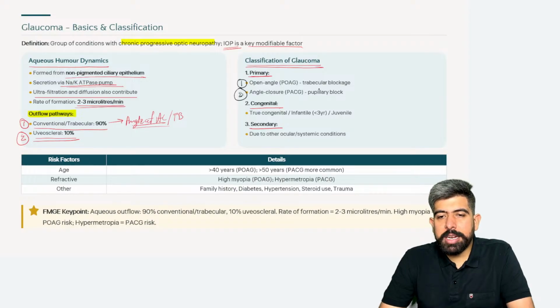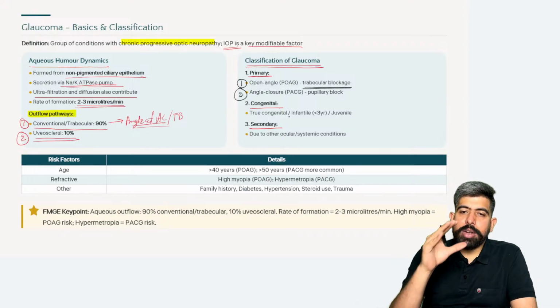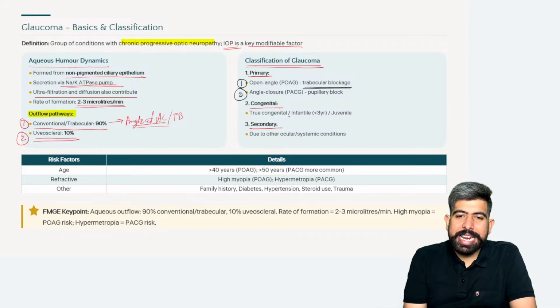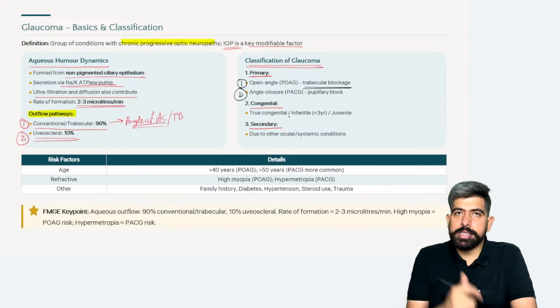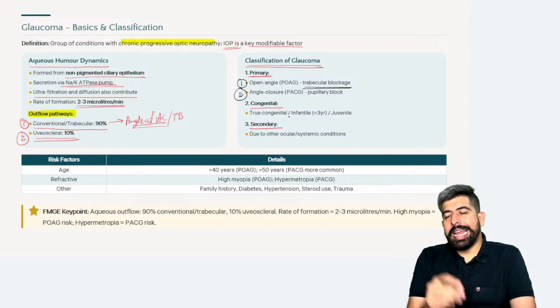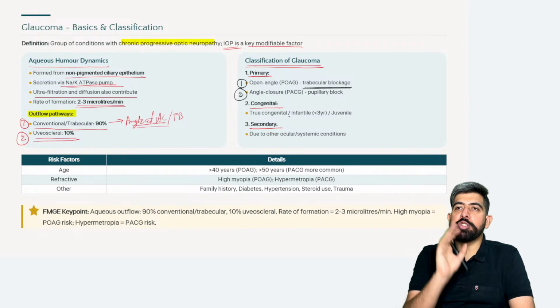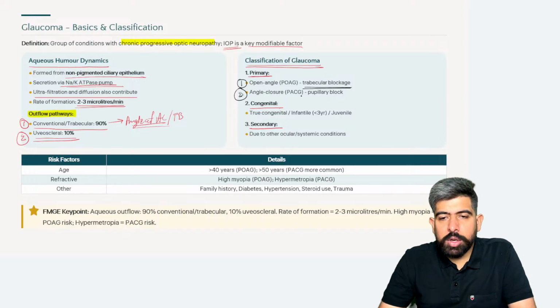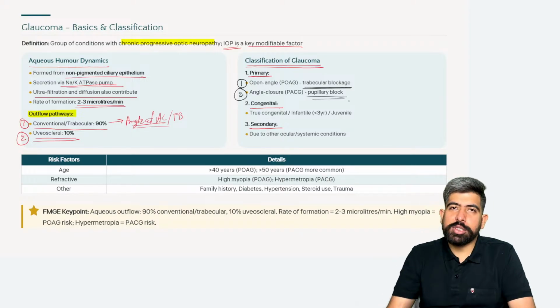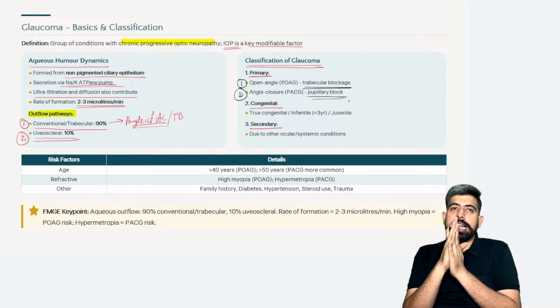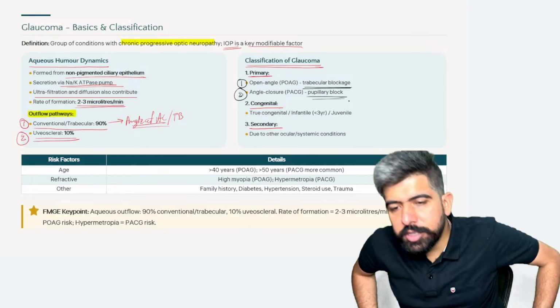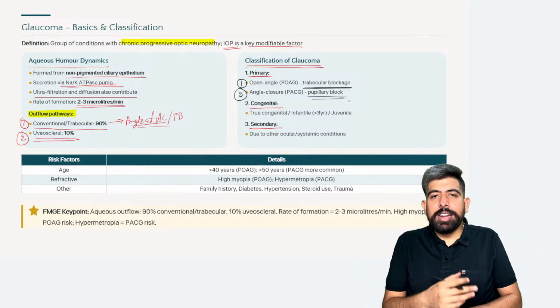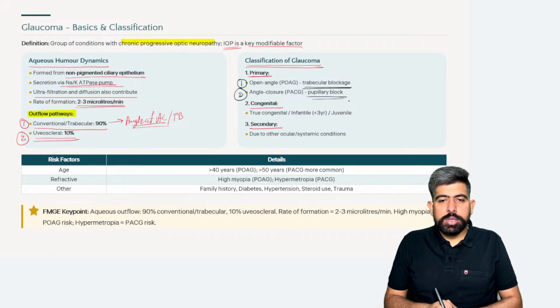Please remember, in open angle there is trabecular blockage. Yes, the trabecular meshwork is getting blocked by proteins or maybe by sclerosis, right? So that is known as open angle. The angle is open, but there is a problem in the trabecular meshwork. Is it clear? In angle closure, there will be a pupillary block. Yes, the pupil is getting attached to the lens. So due to this pupillary block, the patient has angle closure glaucoma.